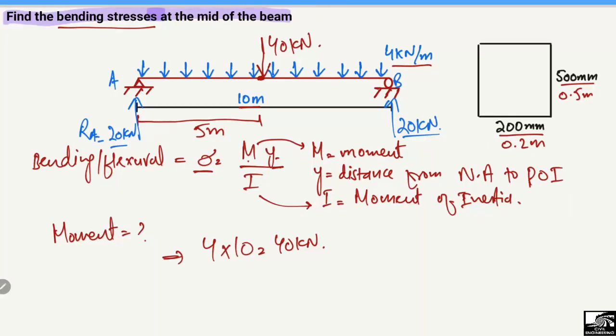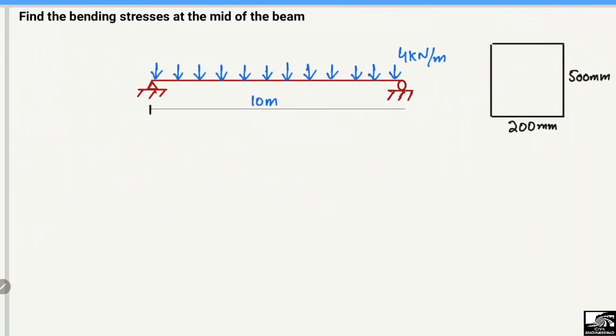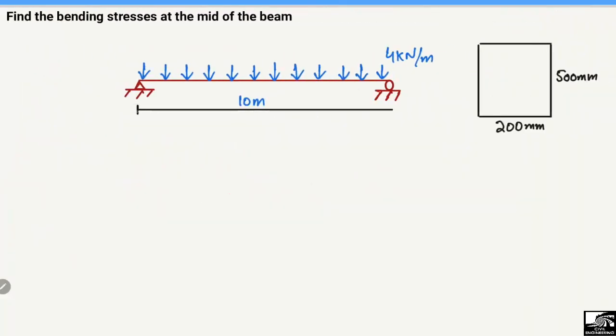So after finding out the support reaction, we can find out now the moment. So how? Here the support reaction is 20 kilonewton. Here the support reaction is also 20 kilonewton. And we want to find the stresses at the midpoint of the beam. So it will be here at the midpoint, 5 meter from this end. So we have to find out the moment at this point.